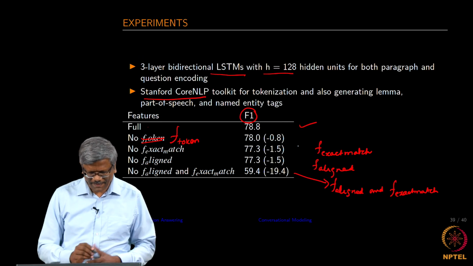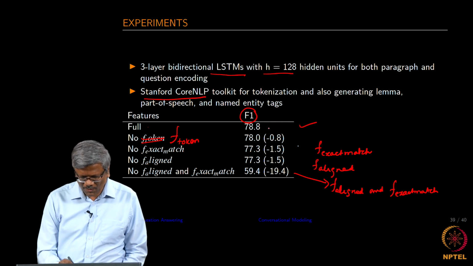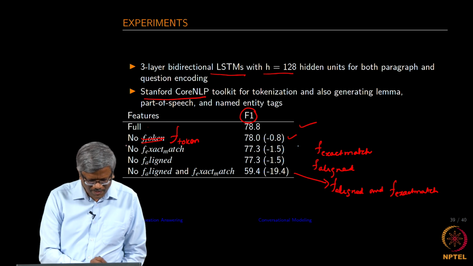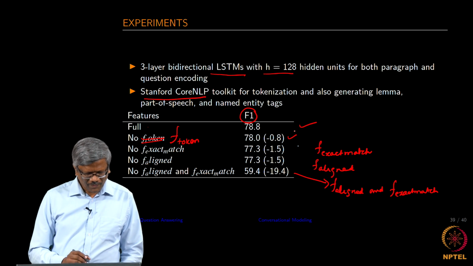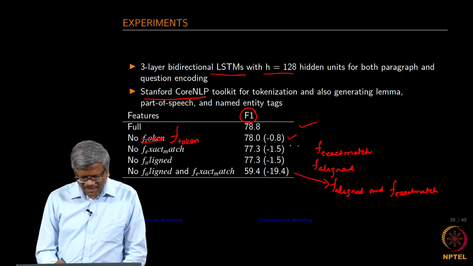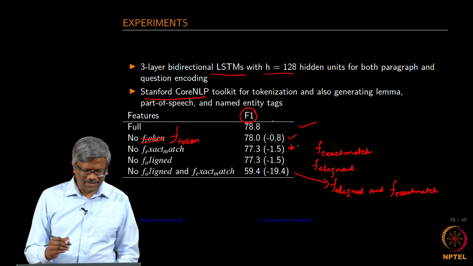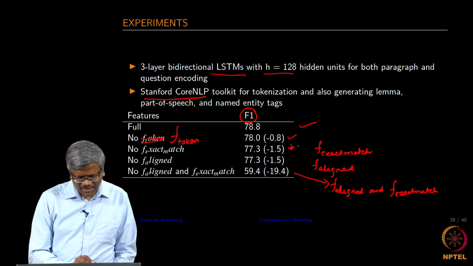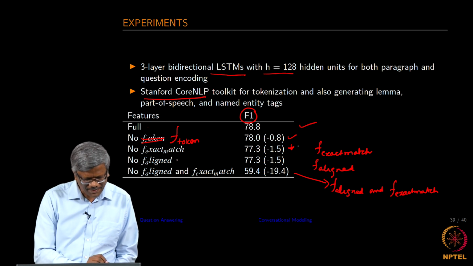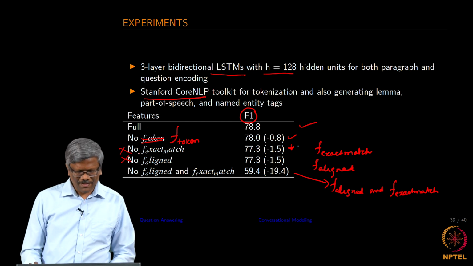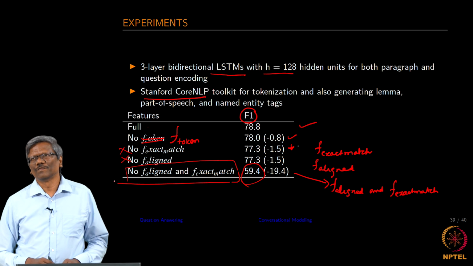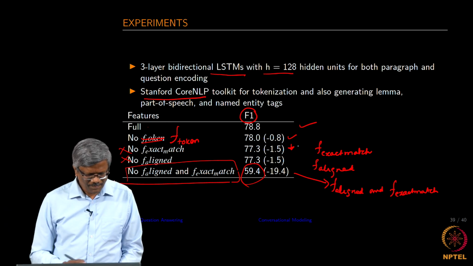And that is what we are talking about in this case. When you use all the features, the F1 score is about 78.8. When you do not use the F token feature, the score is 78. There is not much of a change. When you do not use exact match, see the reduction in the F1 score. When the score is high, that means we have a good system. When you do not use the aligned feature, it is similar to what you find when you did not use exact match. But when you discard these two features, the system performs poorly. That means these features are very important for identifying the span of tokens.